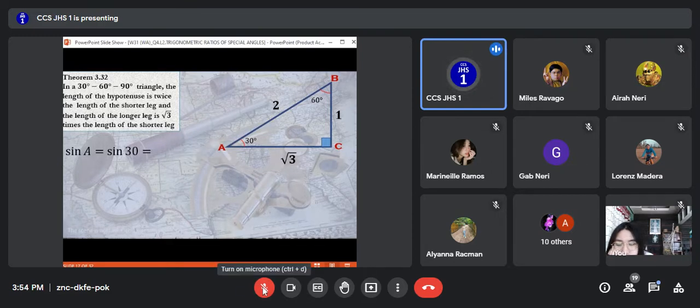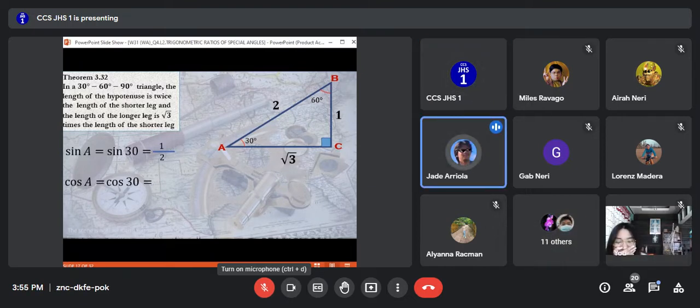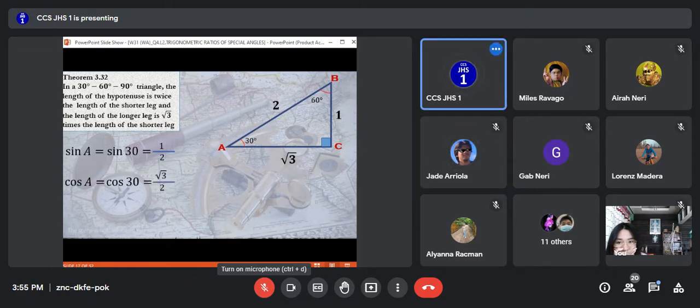So sine 30 is opposite over hypotenuse. So it is equal to 1/2. Okay, next. What is cosine 30? Jade. Square root of 3 over 2. Okay, so square root of 3 over 2. Correct. Now, what is tangent 30?